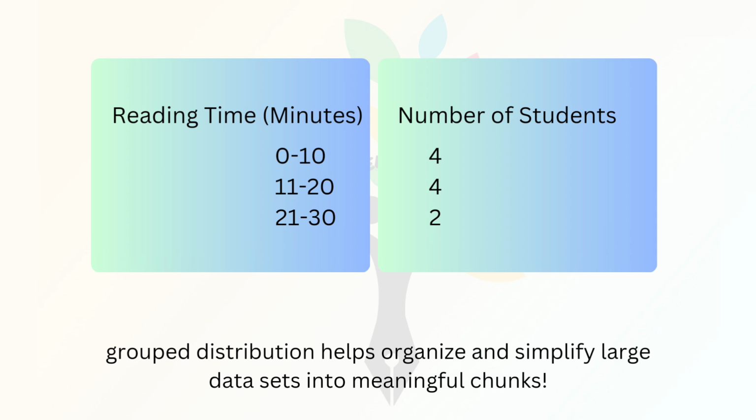Why is this helpful? So you can quickly see that most students read for 0 to 20 minutes. It's easier to analyze the pattern compared to looking at the raw data. If we had arranged this data in an array, it would not be so easy for us to quickly check how many students read for how many minutes, something like that. So you can use this to make graphs, for example bar charts. In short, grouped distribution helps to organize and simplify large sets of data into meaningful chunks.